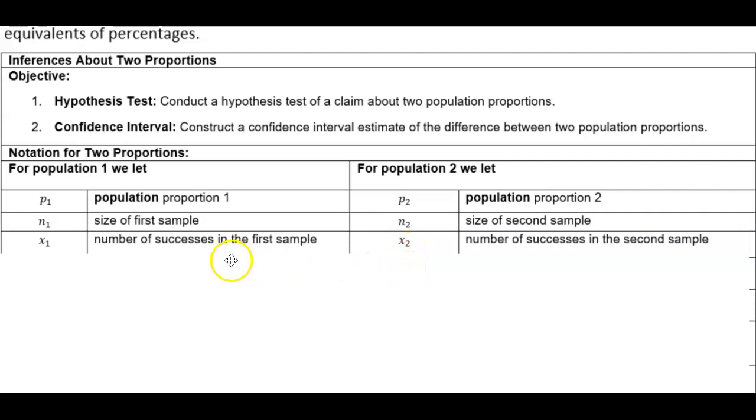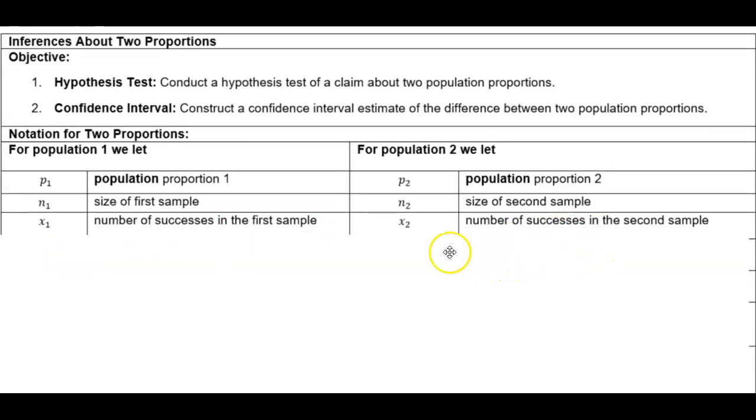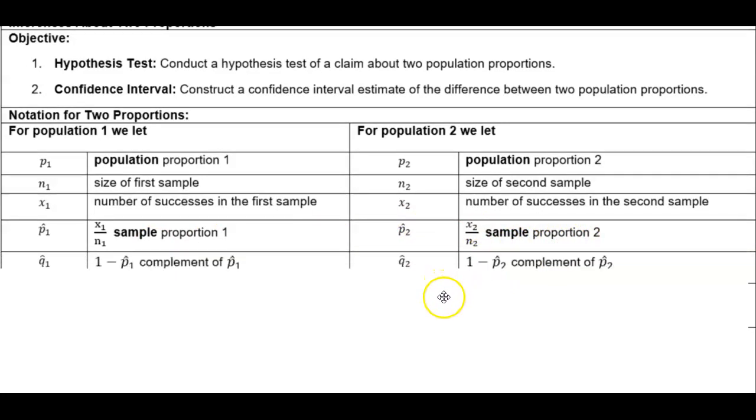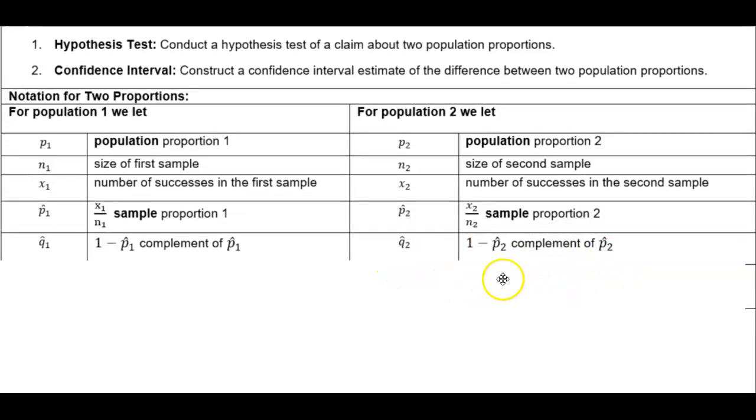The number of successes in the first sample is X subscript 1. The number of successes in the second sample is X subscript 2. The sample proportion 1, which is P hat 1, is X1 over N1. And the sample proportion 2, which is P hat 2, is X2 over N2. And then Q hat 1 is the complement of P hat 1, which is 1 minus P hat 1. And the complement of P hat 2 is Q hat 2, which is 1 minus P hat 2.